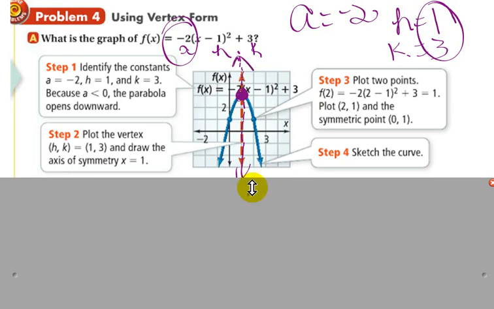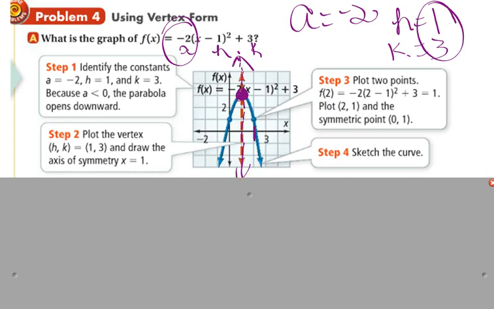So if we've got this, we can also draw our line of symmetry straight through that vertex. Excuse me, axis of symmetry. I keep saying line of symmetry. They call it axis of symmetry. Okay, now we need to plot 2 points. So let's just calculate the first one and we'll reflect the second, right?